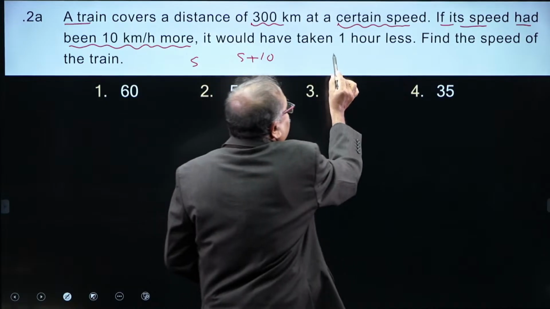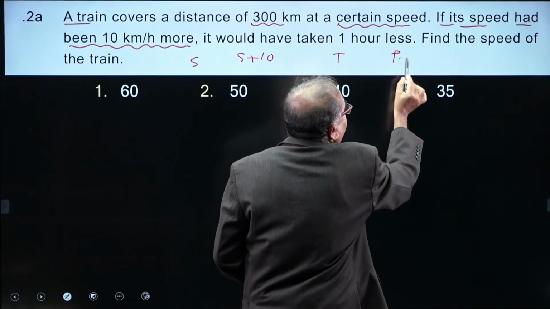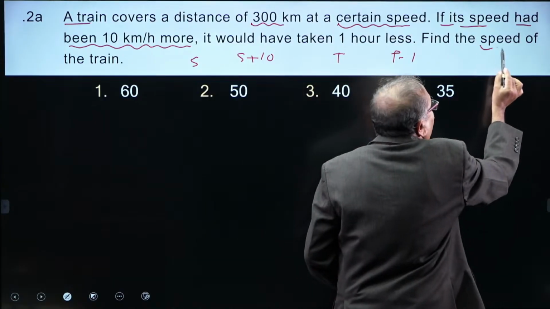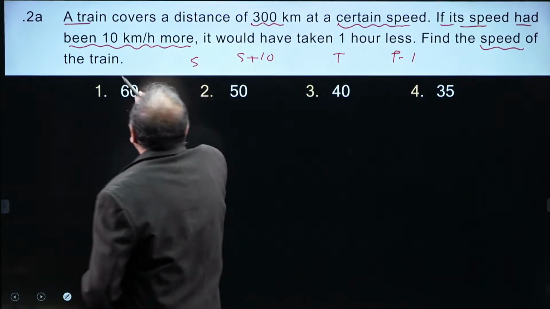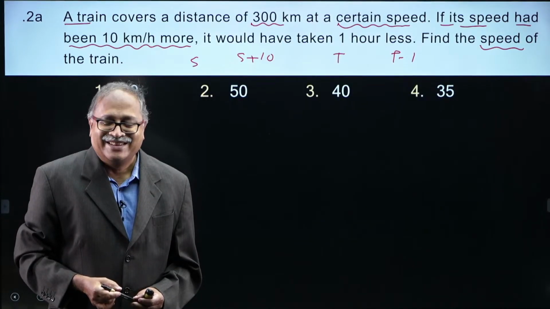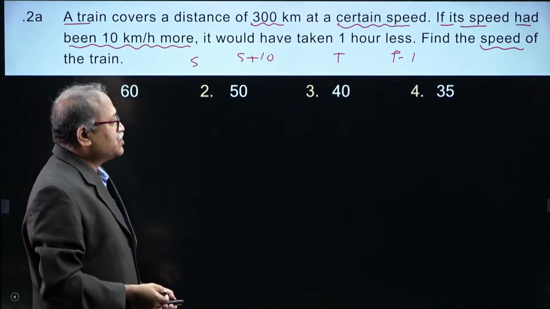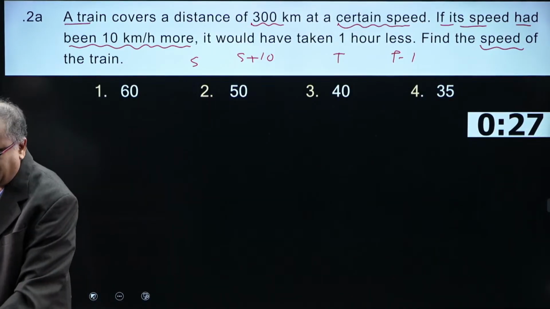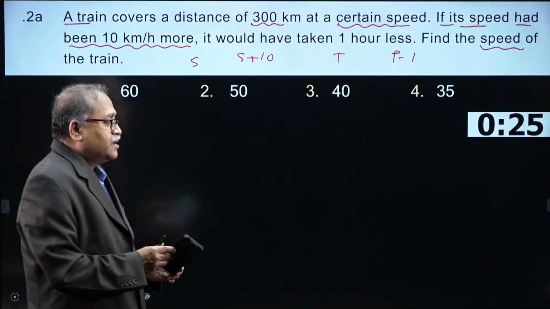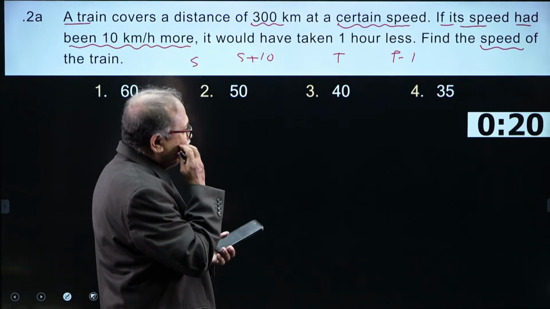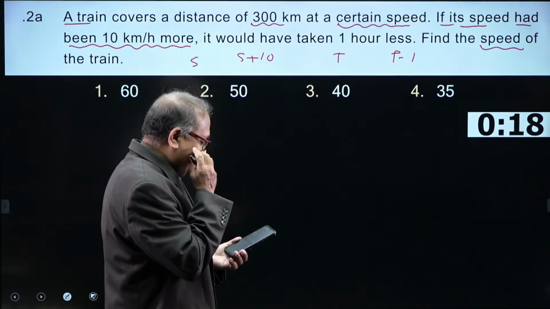If the actual time is t, he would have been t minus 1. So, find the speed of the train, that means the usual speed of the train. I hope some of you will answer the question, or you will know the best method to answer the question. Your 30 seconds are there. Oh my God, you already said it is 50.